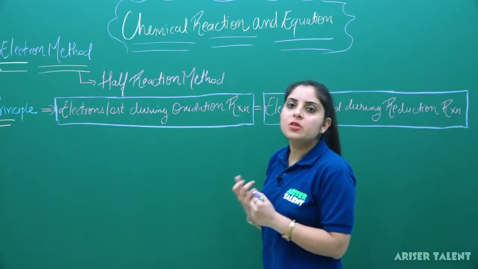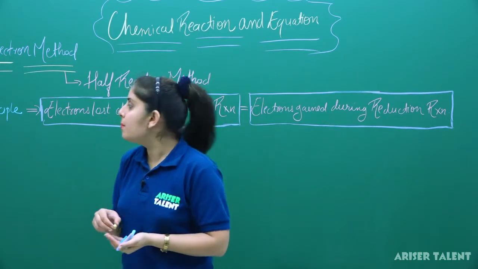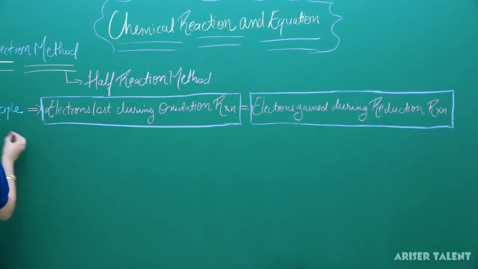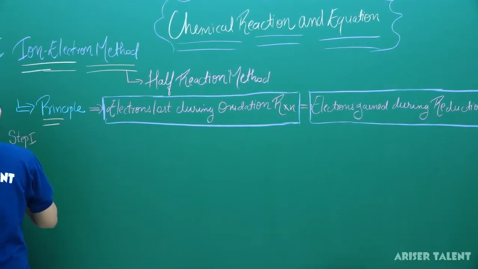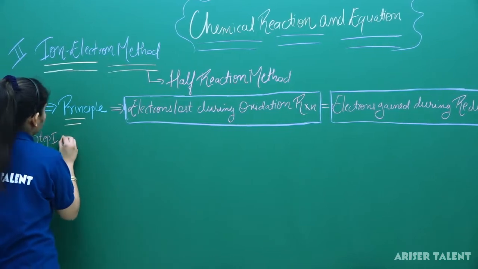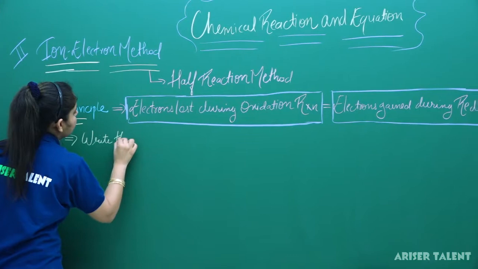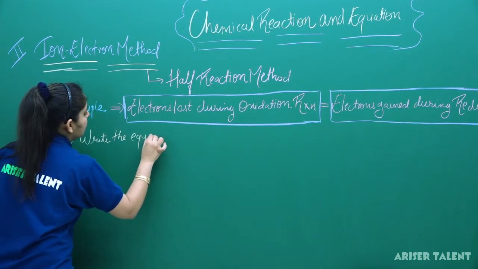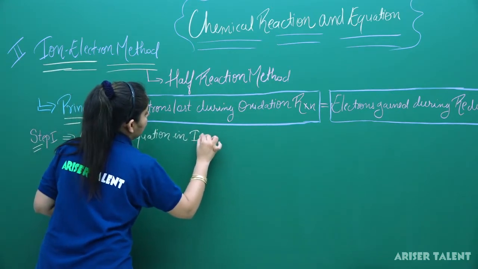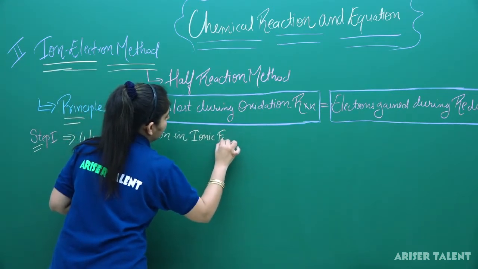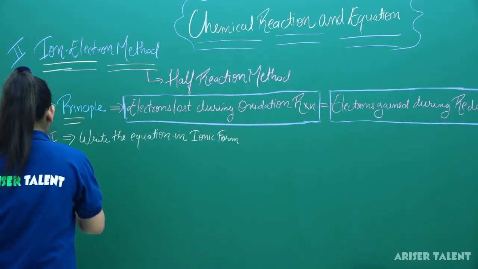Now we will learn a few steps of balancing the equation by the ion electron method, and our step number 1 will be: write the equation in ionic form. We will write the equation in ionic form.